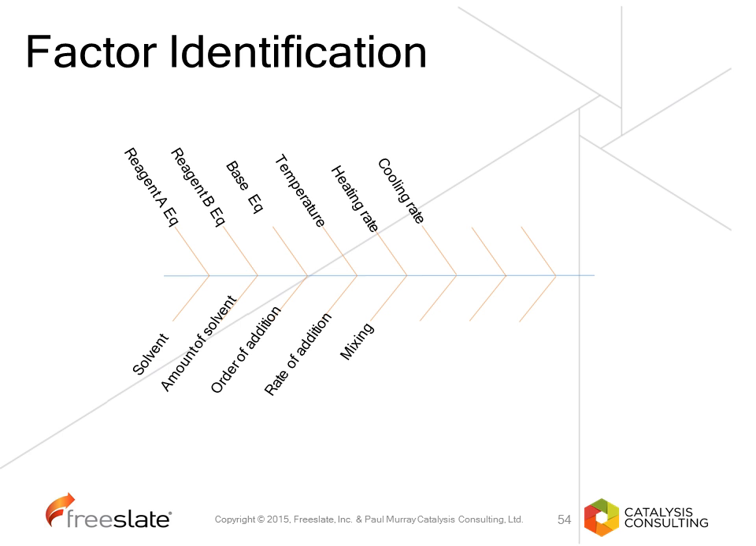So when you go to factor identification, I recommend you use a fishbone diagram or something along these lines. And here we have the reagent. So here I have reagent A, so that will be my electrophile. Reagent B is my nucleophile, my base, temperature, the heating rate, the cooling rate, what solvent I'm going to use, how much solvent I'm going to use, the order of addition, the rate of addition, the mixing, the type of equipment. These are all potential factors.